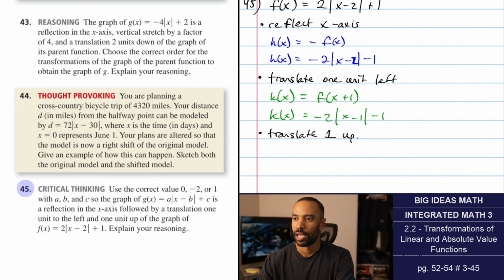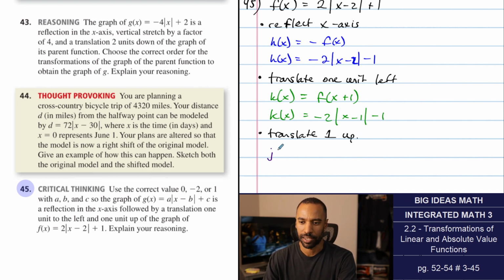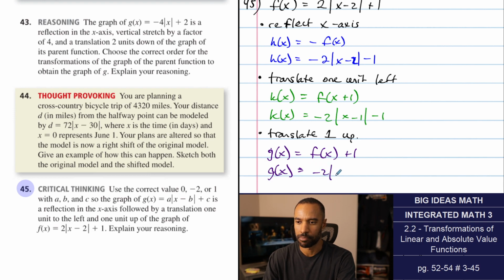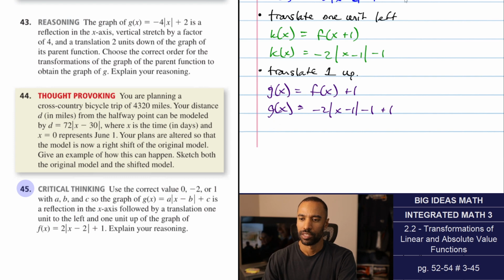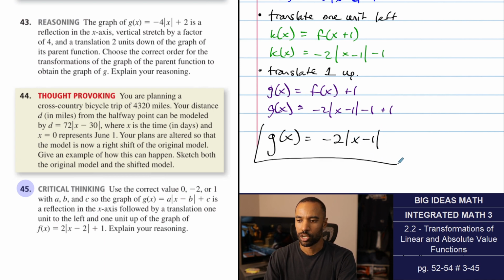I'll call this one j of x because I skipped it. So that's f of x and then plus 1. Oh, sorry, I can call this one g of x now. So g of x is the final one. So g of x is taking this negative 2 times the absolute value of x minus 1, and then minus 1 plus 1. Negative 1 plus 1 is 0, so you have g of x equals negative 2 times the absolute value of x minus 1. So there's my final result.